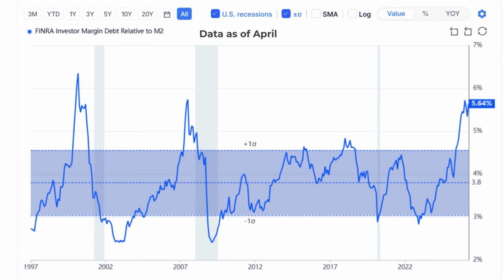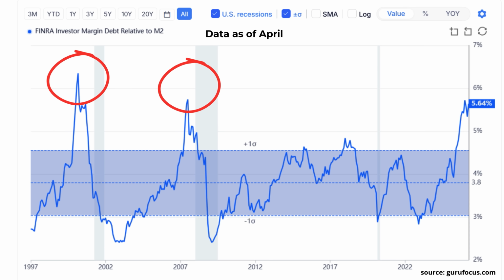But this is not the scary part. The scary part is the next chart. This is the chart I mentioned at the beginning. FINRA investor margin debt relative to M2 money supply. Not nominal debt, leverage relative to the actual amount of money in the system. This is how we measure it on the institutional side.